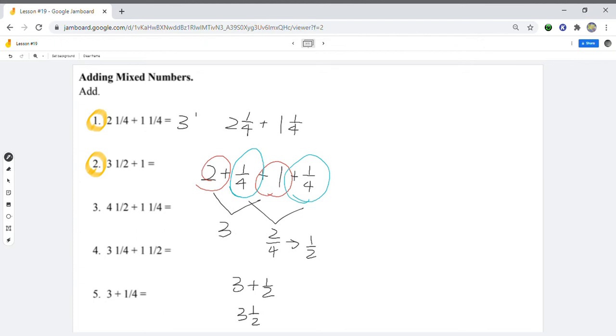Number 1 is just 3 halves. And number 2 is just the same thing. So 3 1/2 plus 1. So 3 1/2 can be written as 3 plus half, it's just plus 1.